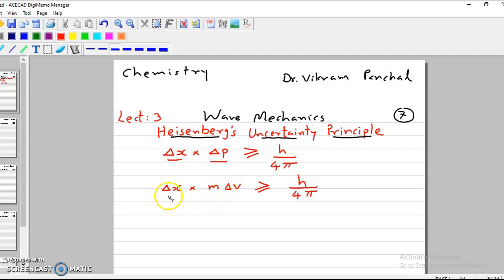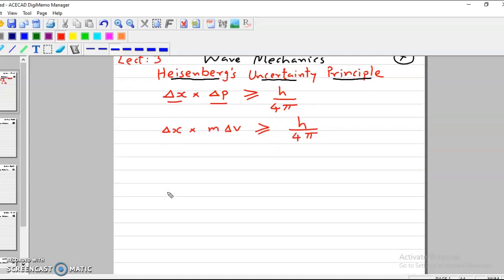Or we can write delta x into m delta v is greater than or equal to h upon 4 pi, where delta x is uncertainty in position of particle, m is mass of a particle, and delta v is uncertainty in the velocity of particle. Okay, so this is known as Heisenberg's uncertainty principle. Now, they may ask you numericals based on this equation where h is Planck's constant.